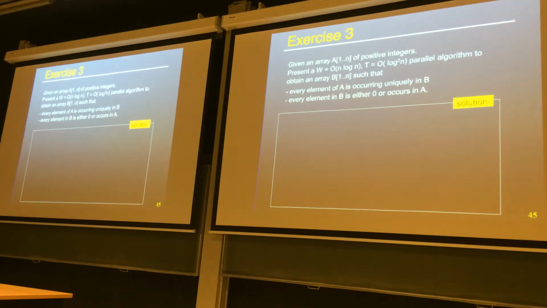Next. Given an array of positive integers, present a parallel algorithm with work n log n and time log squared n to obtain an array B of numbers such that every element of A occurs uniquely in B, and every element in B is either 0 or occurs in A. So basically what this tells you is that B should contain the unique elements in A, and else should contain zeros.